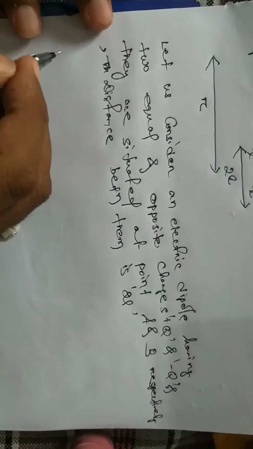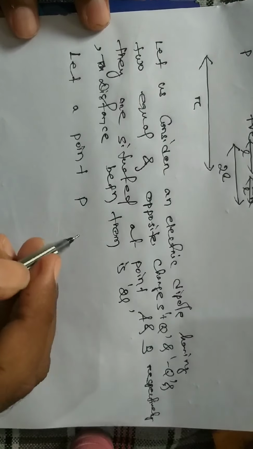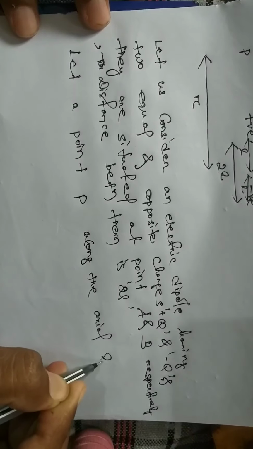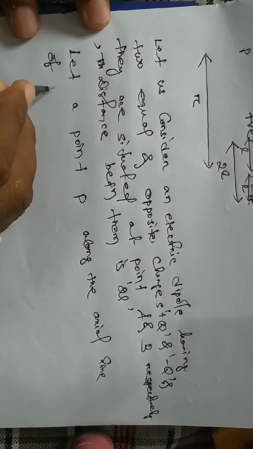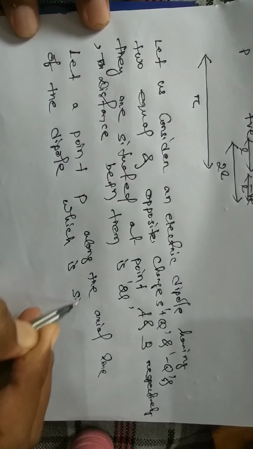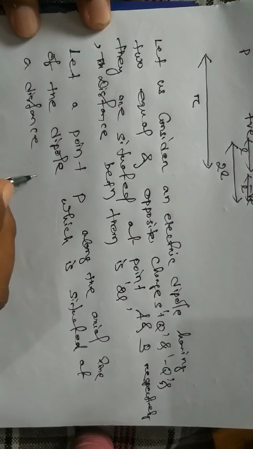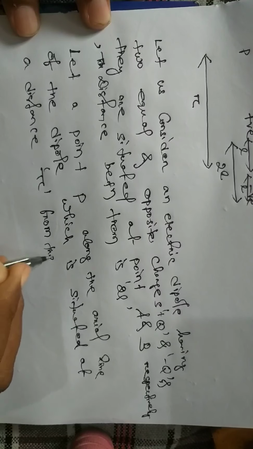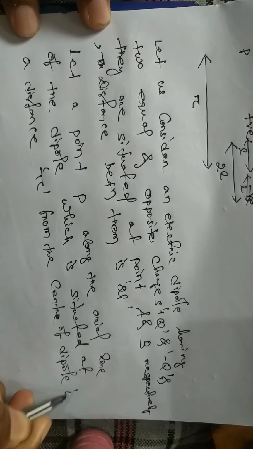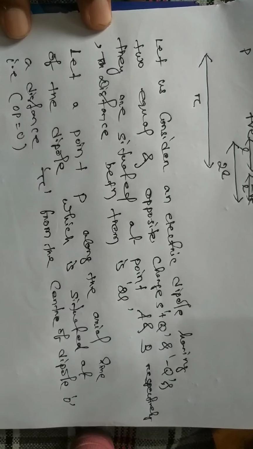Let there be a point P along the axial line of the dipole, which is situated at a distance r from the center of the dipole O. That is, OP equal to r.